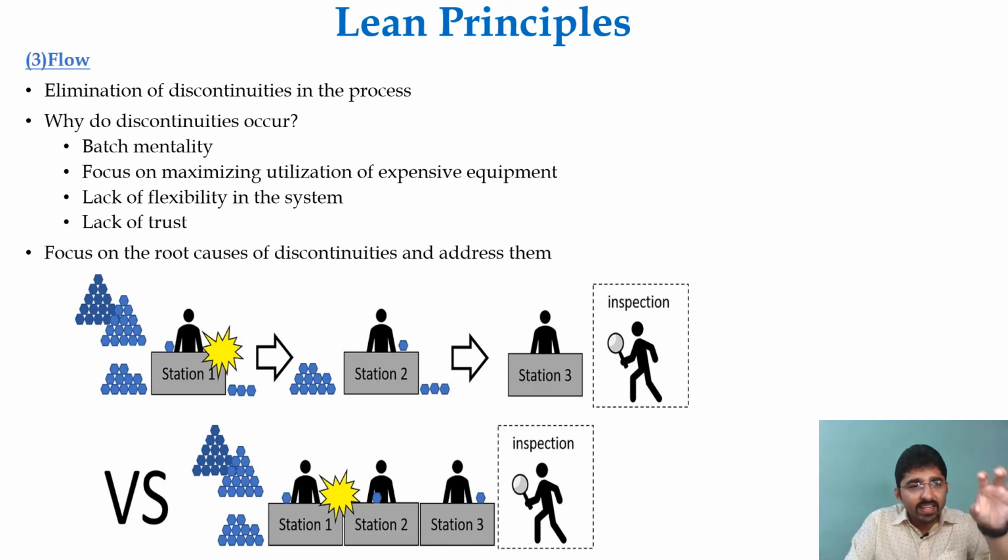What is happening? Station 1 is creating a bottleneck due to some reason. If you see before station 1, there are ample units. Let's assume there are 100 units at station 1. The operator at station 1 is not able to convert those 100 units into the required units for which station 2 is waiting. So there is a bottleneck, and this bottleneck is not creating a continuous flow in the processes.